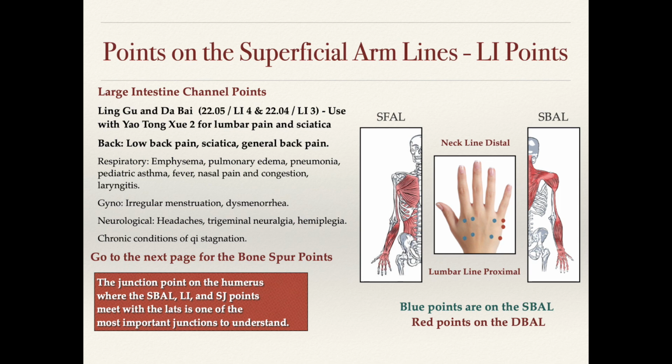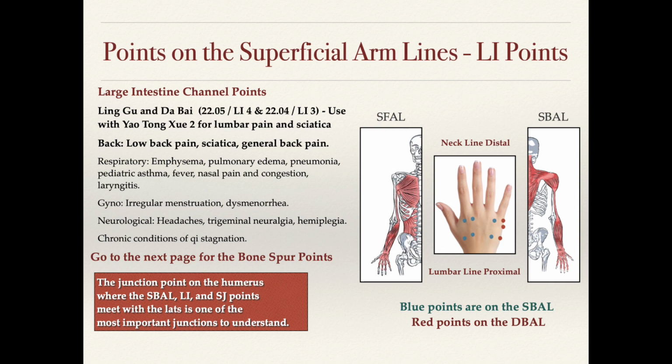So these are the points on the large intestine channel, and we've got Ling Gu and Da Bai, and we're all very familiar with those by now. So they treat low back pain, sciatica, and general back pain, as we know. We can use them for low back pain. Also, they're commonly supplemental for upper back pain. They may not be the best points for upper back pain, but they certainly can be beneficial and play a role in that. The respiratory conditions, that's the lung, large intestine link.